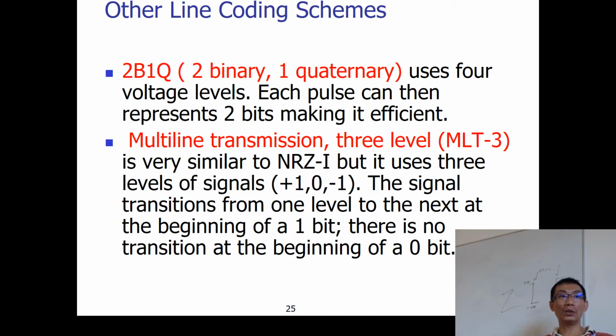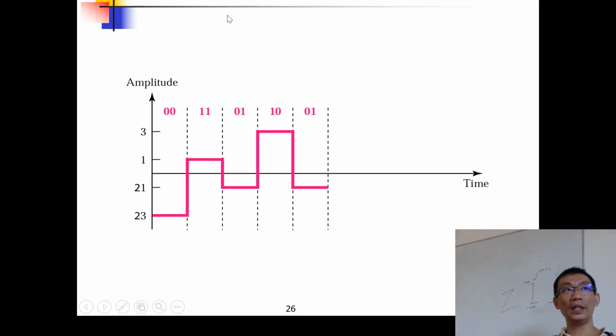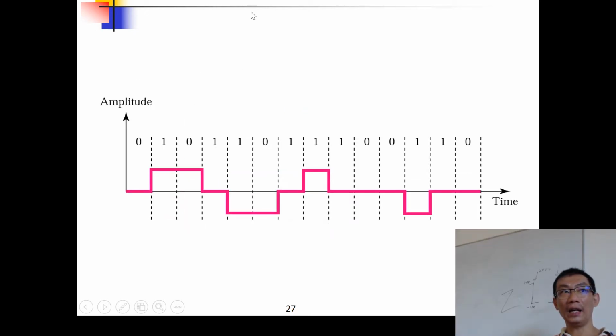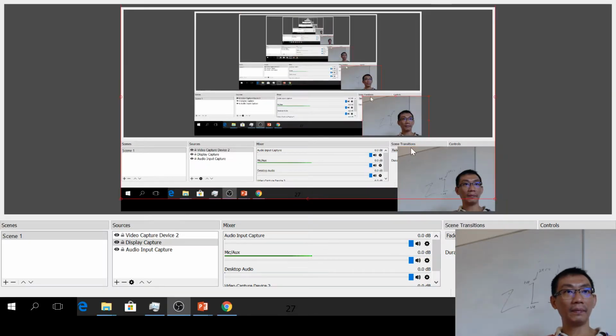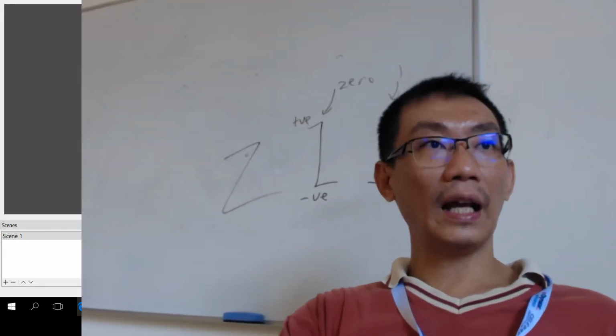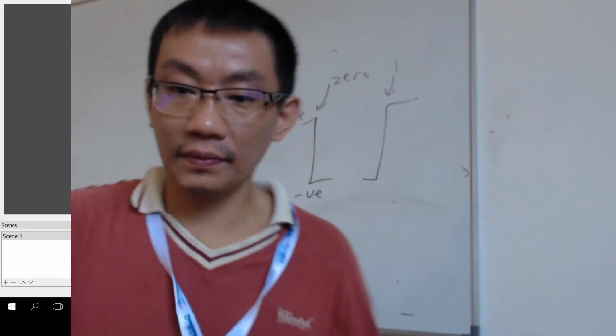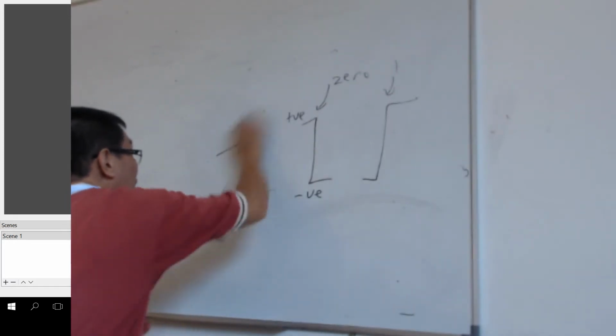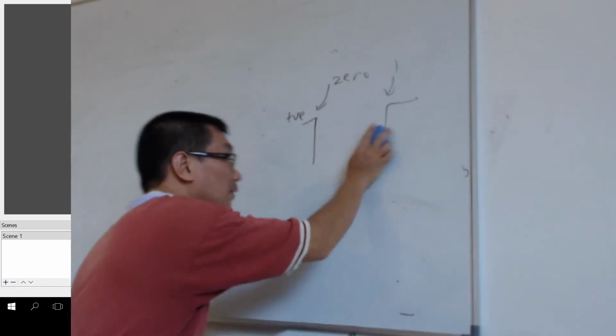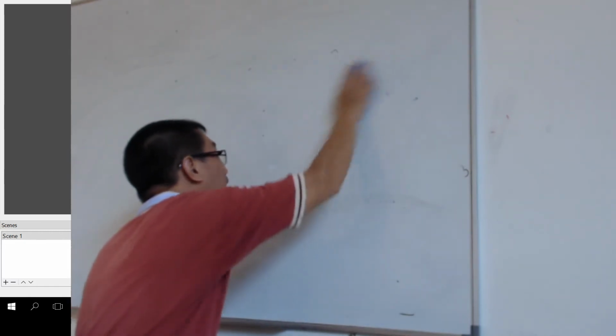Then they also have some other line coding schemes like 2B1Q and MLT. MLT is similar to NRZI. So this is 2B1Q and this is MLT-3. Let me recap the line coding. What is the difference? Or should I do it in the slides? I think I better do it in the slides.